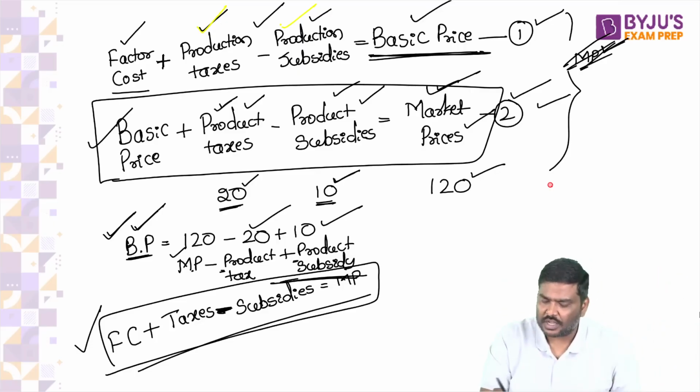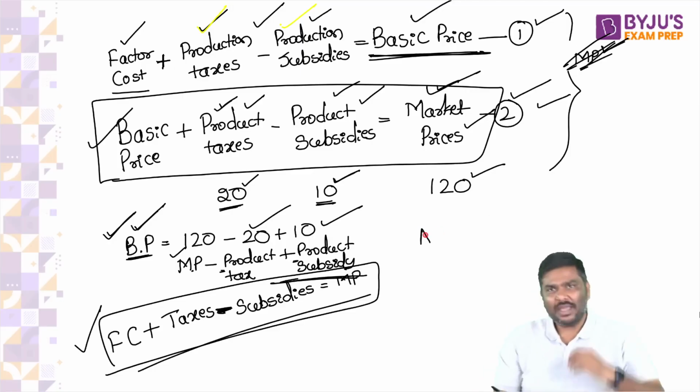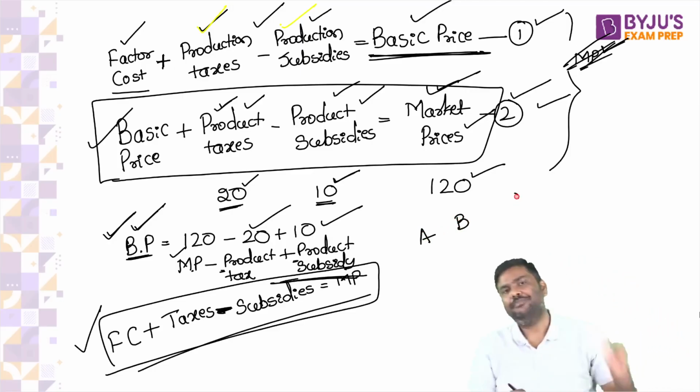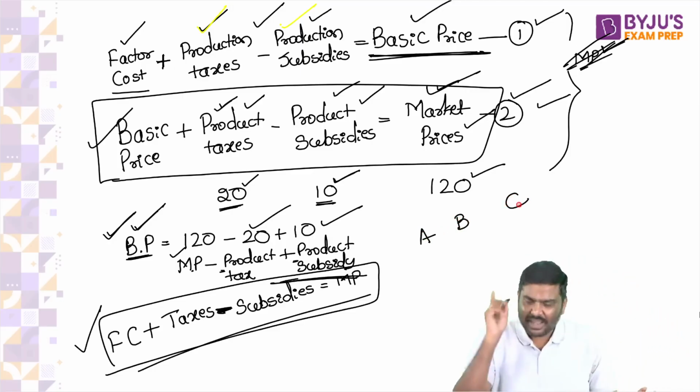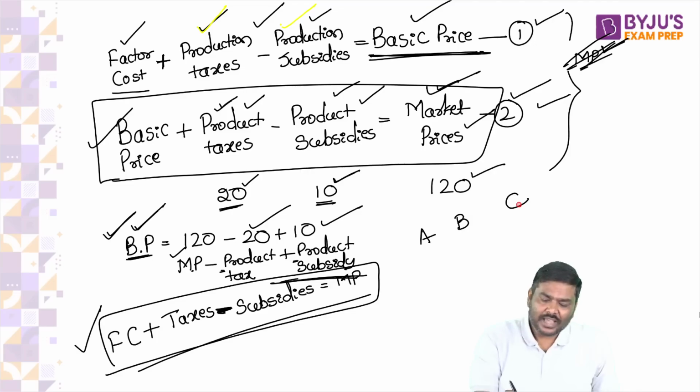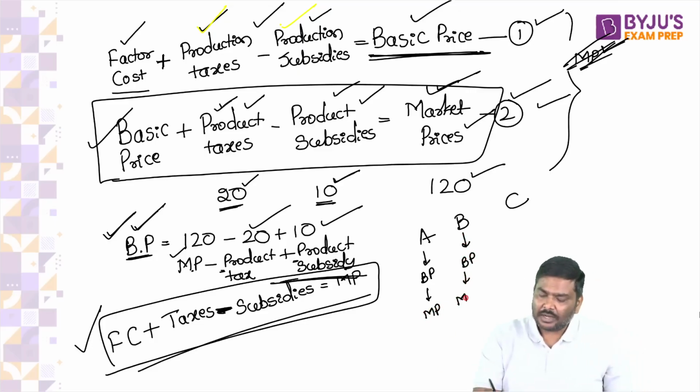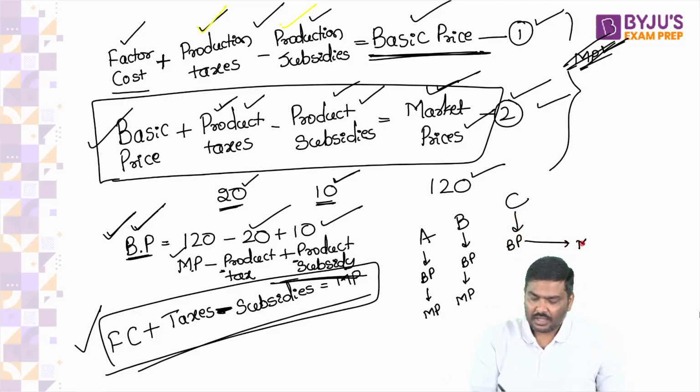Before you say, sir, very, very difficult. Imagine there are three companies, A, B and C. Now, does it make sense to you? Please tell me. I will calculate basic prices for company A, then calculate market prices. I will calculate basic prices for company B, then calculate market prices. I will calculate basic prices for company C, then calculate market prices. Now, please answer this question.